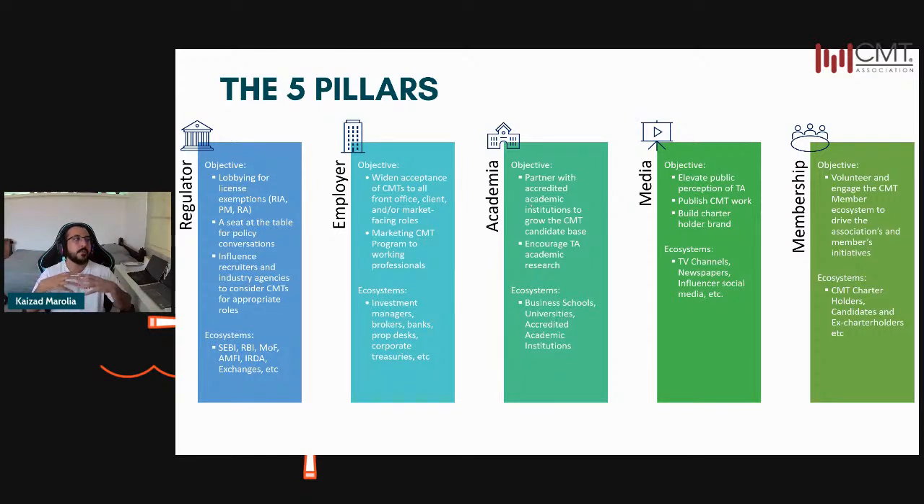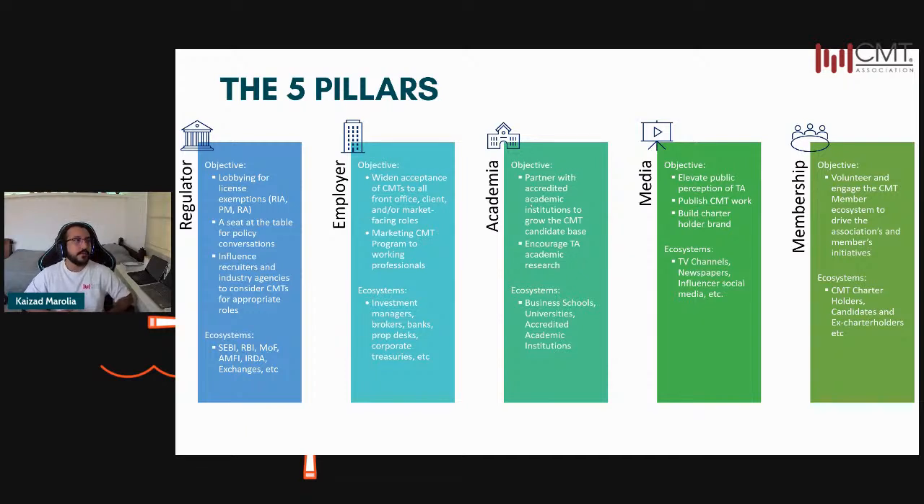So, partnering with accredited academic institutions to grow the CMT candidates base, encouraging research and writing of research papers within the academia space are some of the key initiatives that we run in this pillar. The kind of ecosystem we work with over here are your business schools, accredited academic institutions, for that matter, even engineering schools who are working their way towards fintech roles and careers and so on.